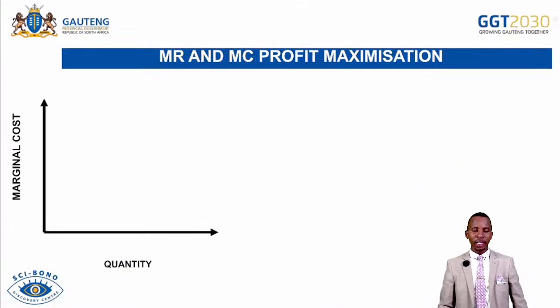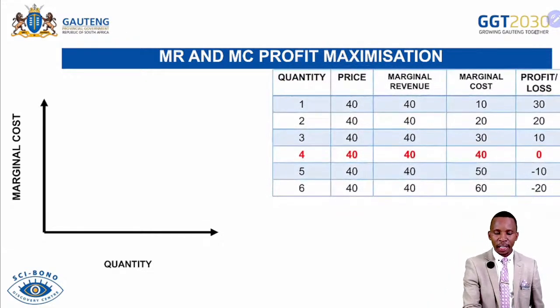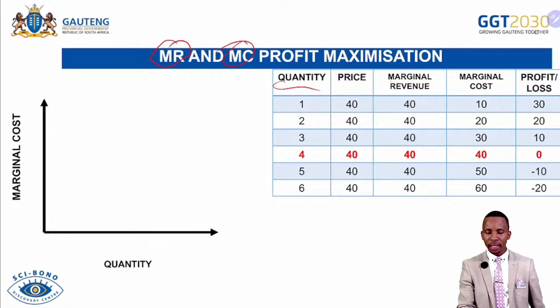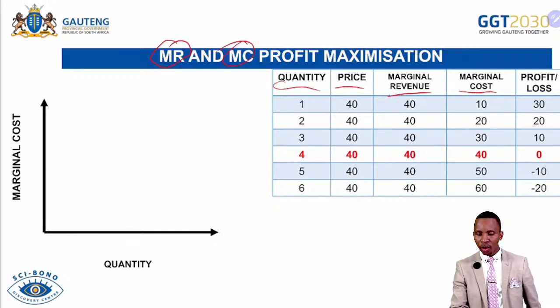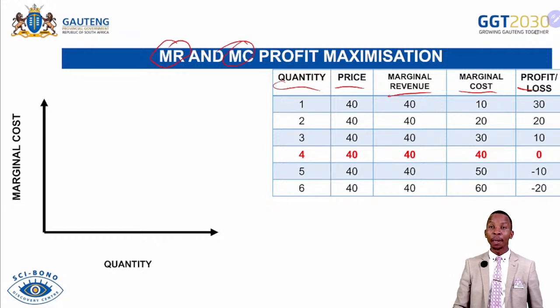So this is the graph indicating profit maximization. In this case, we use the effect of marginal revenue and marginal cost when they are equal. So given the table here, we have the quantity, the price, marginal revenue, and then marginal cost and profit or a loss. So on this side, we indicate if the firm is making a profit or a loss.